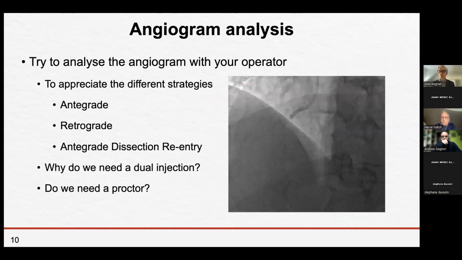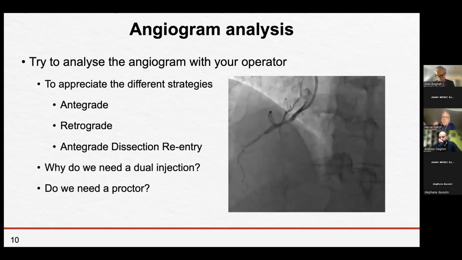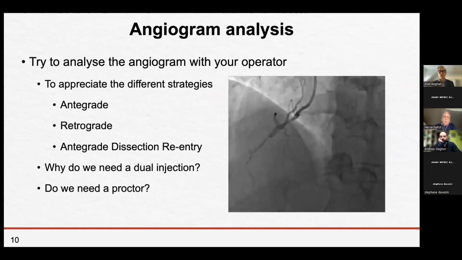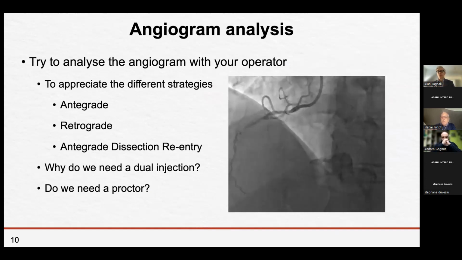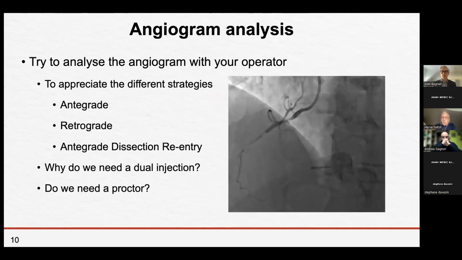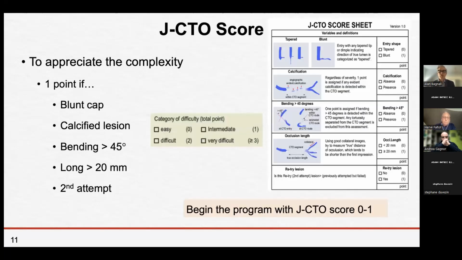And I think when you begin the CTO, it's important to discuss with your operator and analyze the angiogram. Then you are going to discuss with him which kind of CTO it is and what the strategies can be. What is your plan? What is your first plan? Are you going antegrade, or do we need a dual injection because you are going to move to the retrograde approach? When you begin the session, the CTO program, it's very difficult. The question is, do we need a proctor to help you achieve the procedure?